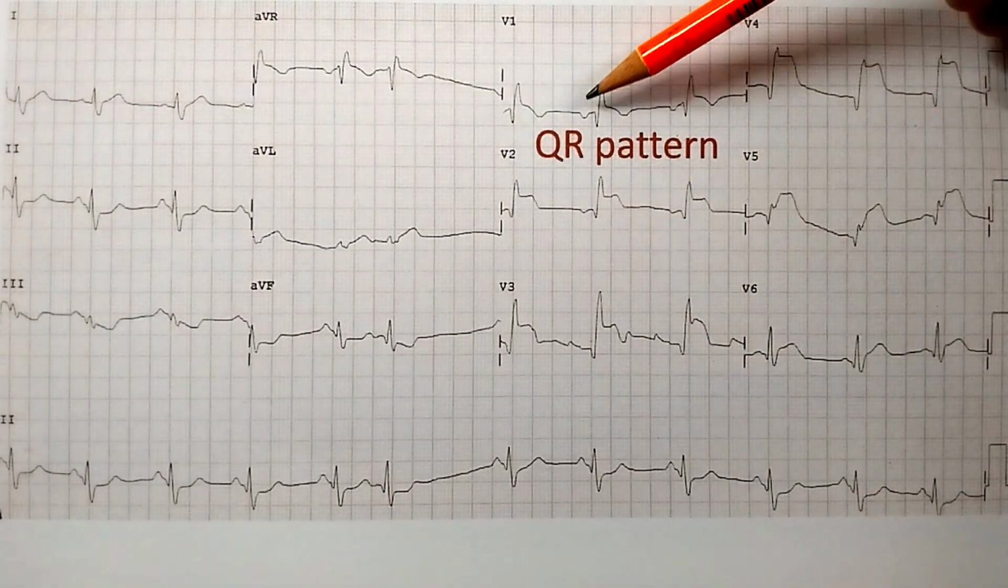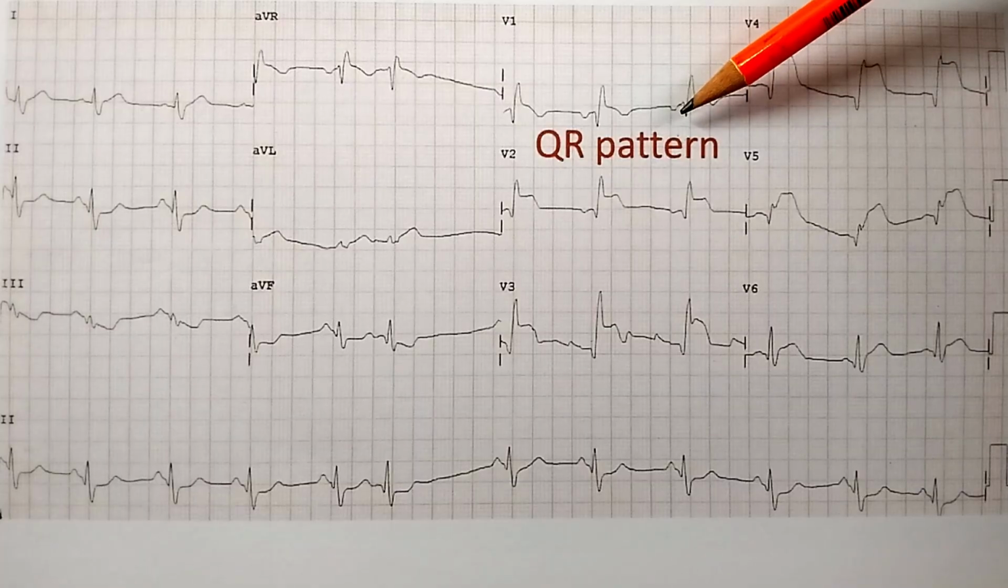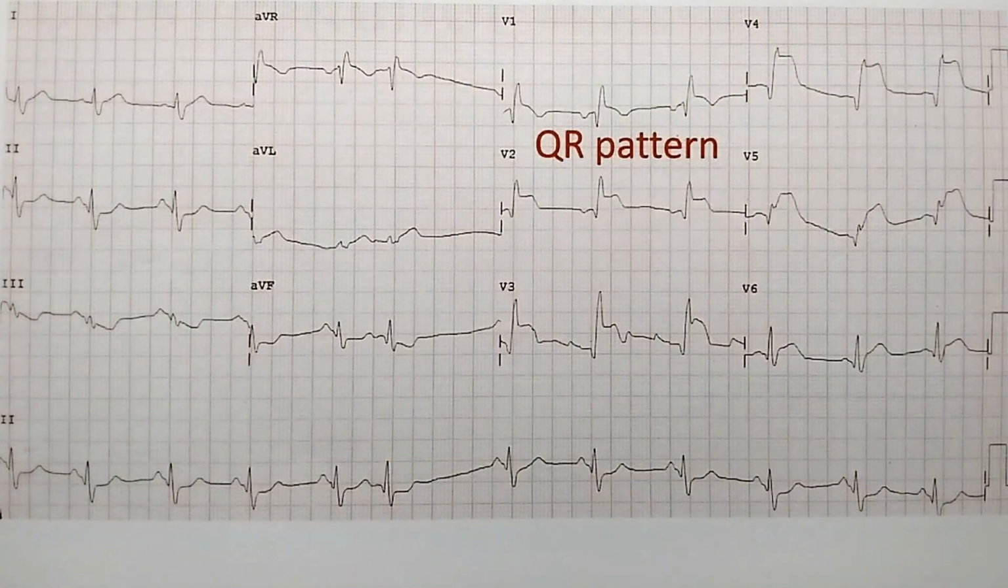You can also note that there is more prominent negative T in V1, indicating left atrial overload. It is also called left atrial abnormality sometimes, and left atrial enlargement. Abnormality because this is an abnormality in the ECG.